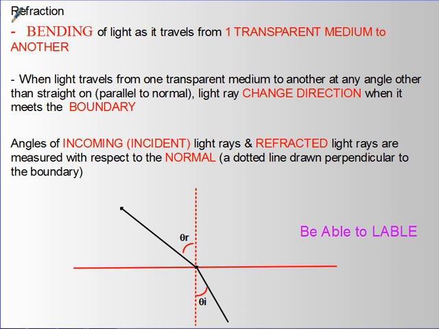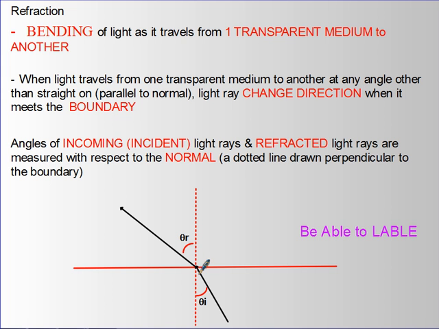About light and lenses. This is when things get really exciting in light. Now, remember, refraction is bending of light as it goes from one medium to another. We use the phrase transparent because clearly if it's opaque, then light isn't traveling. Opaque means you can't see through it. When light goes from one transparent medium to another, it changes direction at the boundary, and how it changes depends upon the materials.